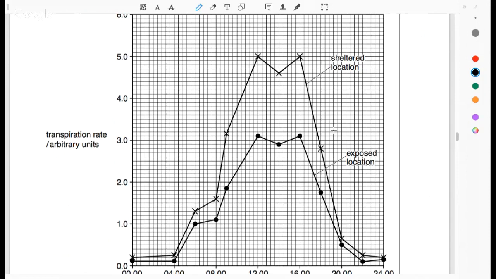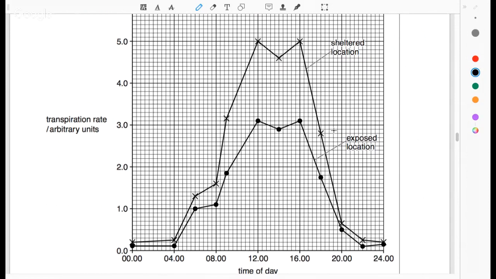So both transpiration rates of the sheltered and exposed location increase. Then they peak twice, they decrease again. So both of them peak at 12 and 16 o'clock.